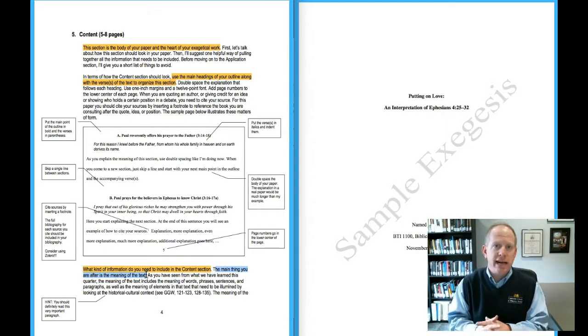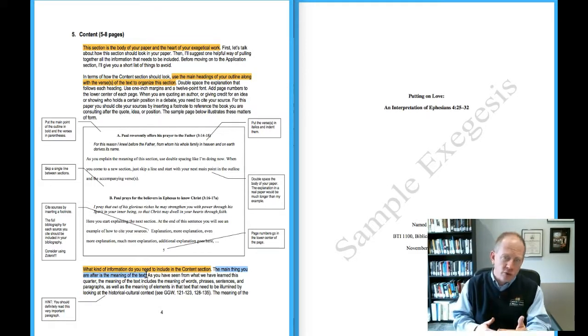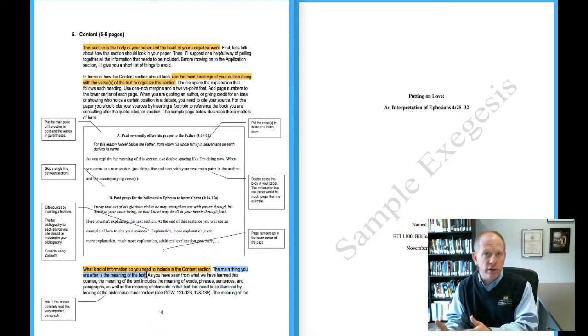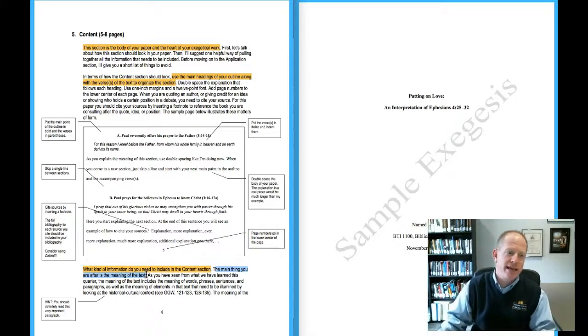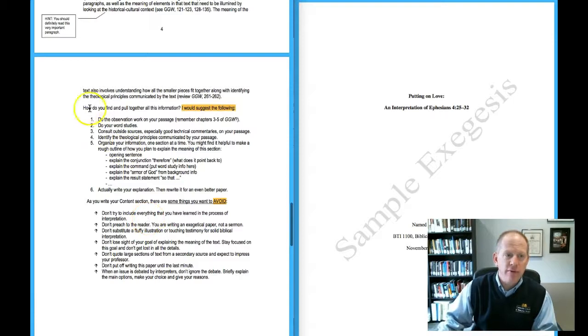Whatever you say the main idea is of your passage, that's what goes in your exegetical paper. And you're supporting it through evidence and verses and what Paul's trying to argue and other things that are going on in the book and how that impacts your specific passage. So how do you find all this information?